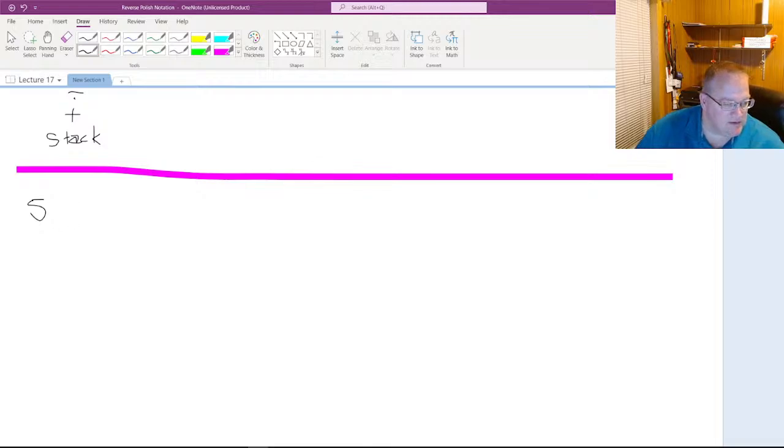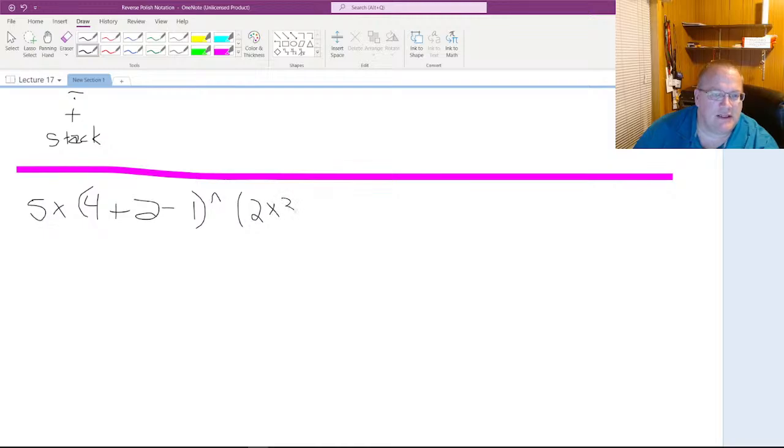5 times 4 plus 2 minus 1. Put this stuff in parentheses here. Caret 2 times 3 divided by 7. Doesn't really make a difference. Actually, I don't want this to be a 2. I want it to be a number that's a unique 8.